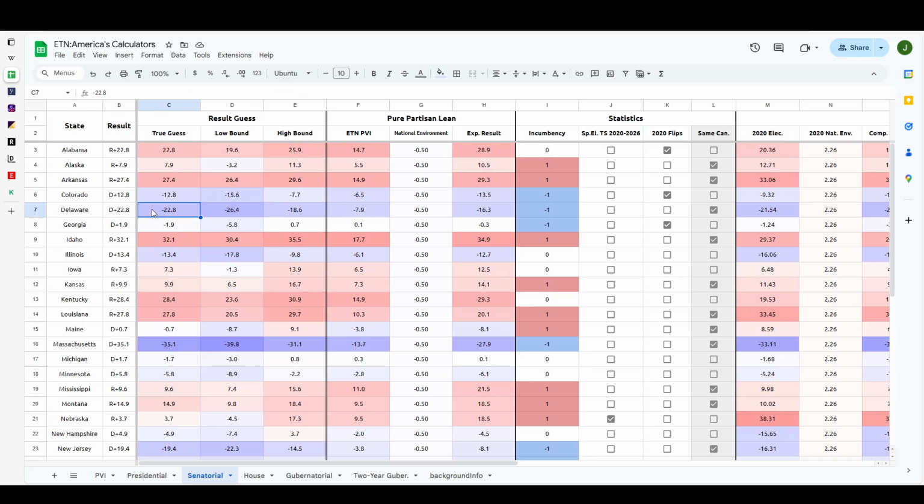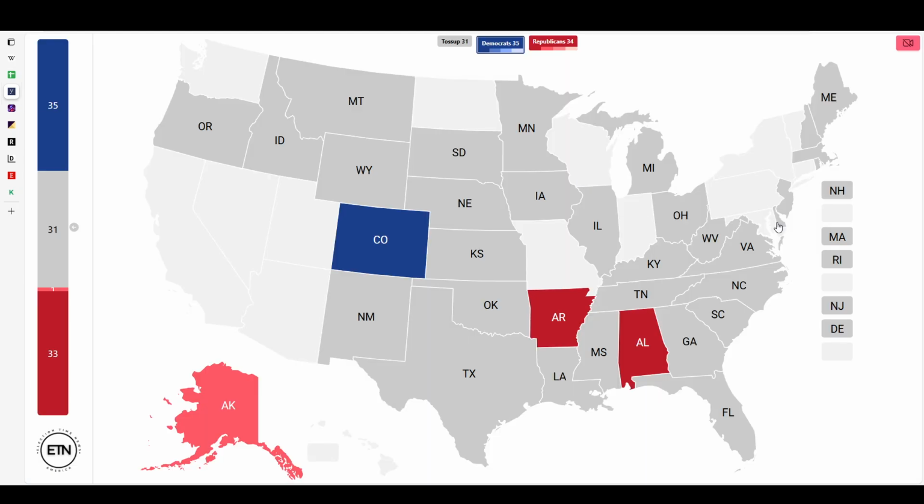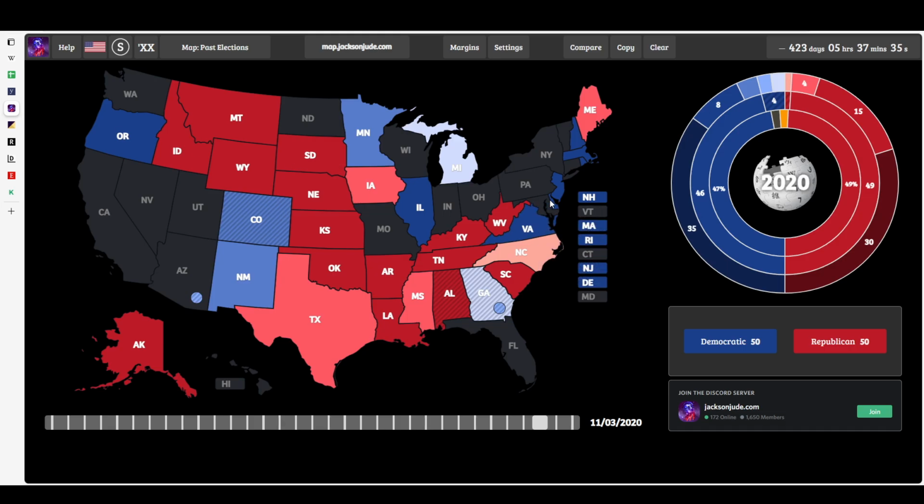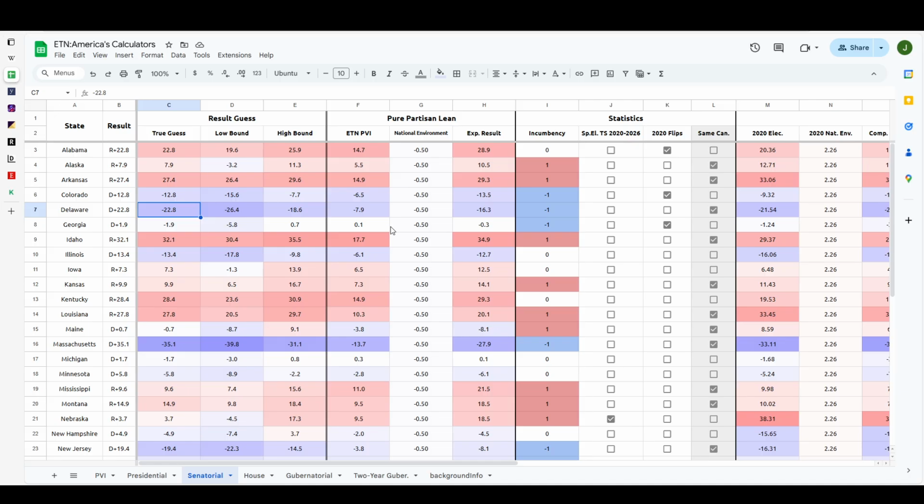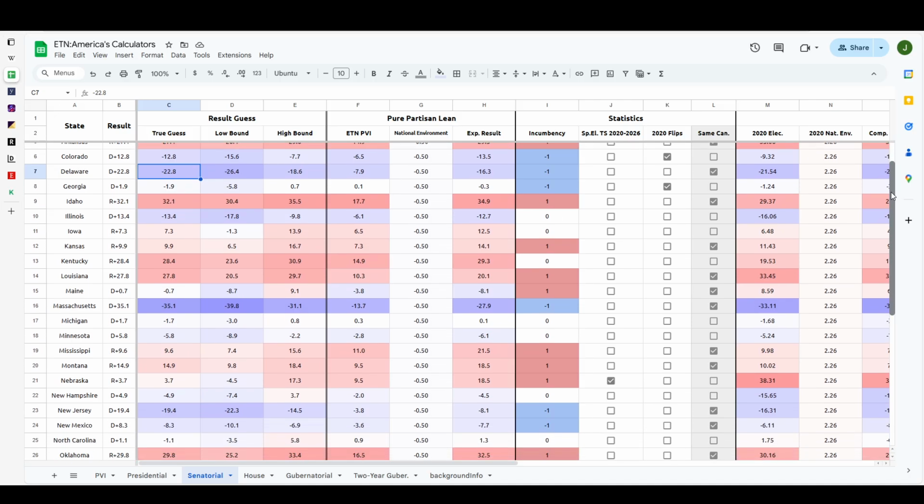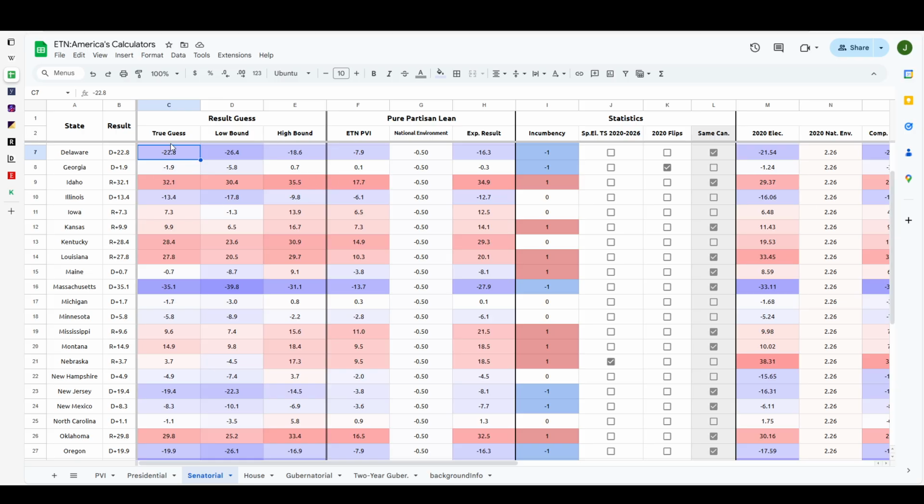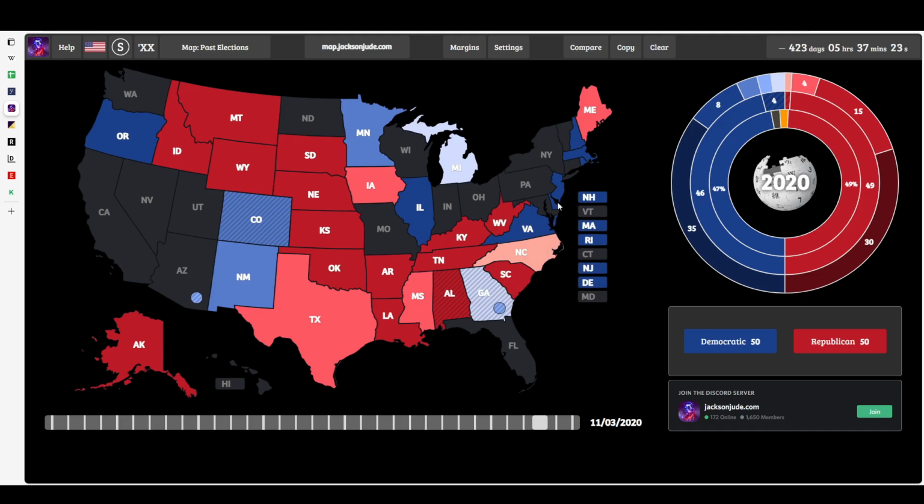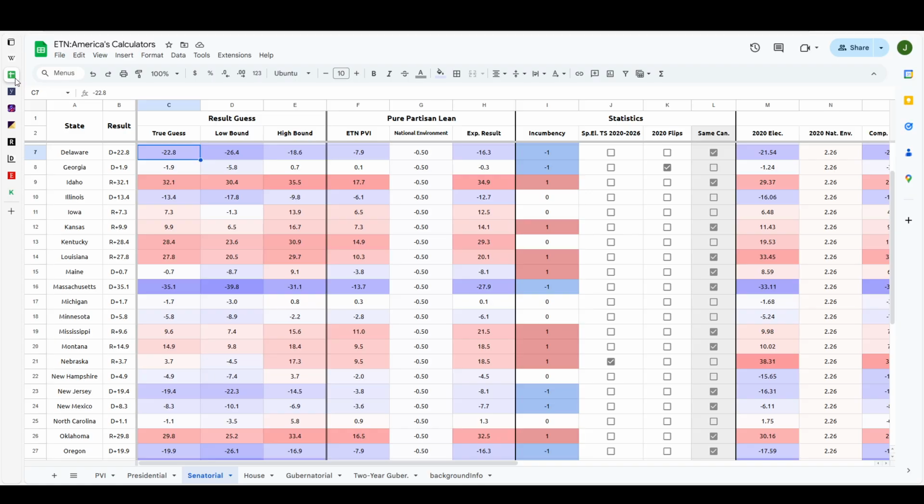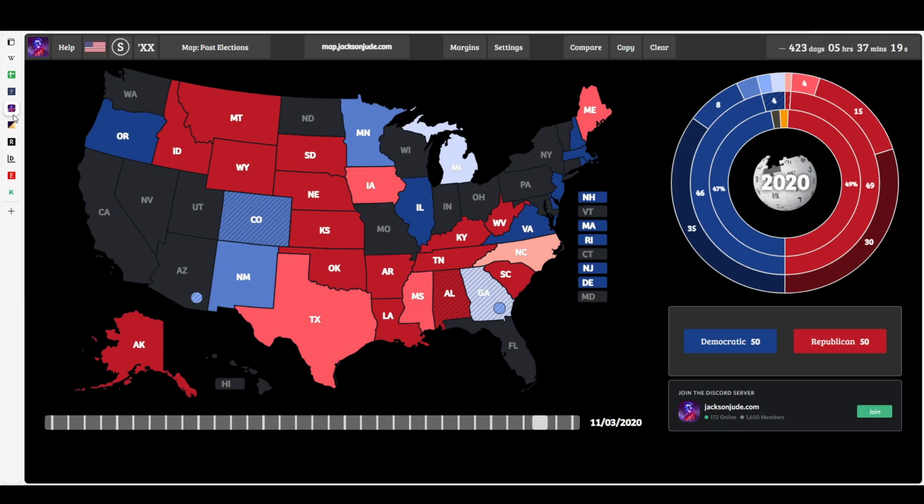Delaware minus 22.8 for the expected margin. Very strong overperformer here in, I believe it's Chris Coons, 21.5 points in 2020. The Democrats are probably to do a little bit better, so that's going to probably help things a little bit there for the Democratic race. He's a very strong performer there, especially compared to how a generic Democrat would likely fare.